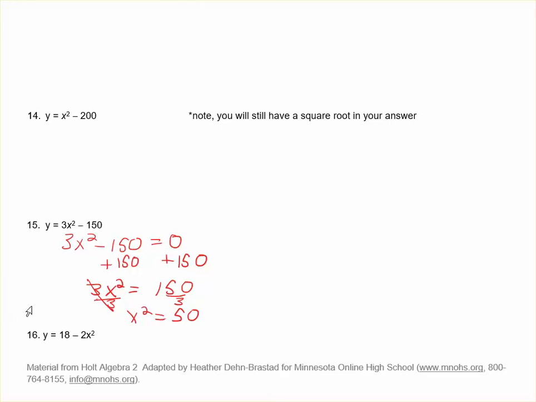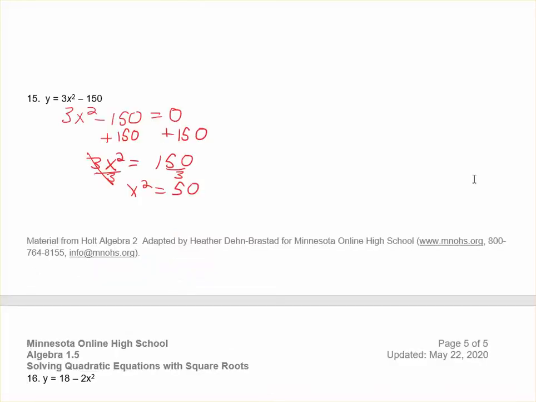Now this is where we end up taking the square root. This is why we are doing these. We're going to solve by taking the square root. So when you get down to just x squared by itself, then is when you can take the square root of both sides. I have x squared equals 50. I'm going to take the square root of both sides. And the square root of x squared, those undo each other, and you're just left with x. And the square root of 50, it'll be plus or minus, but we need to simplify this.